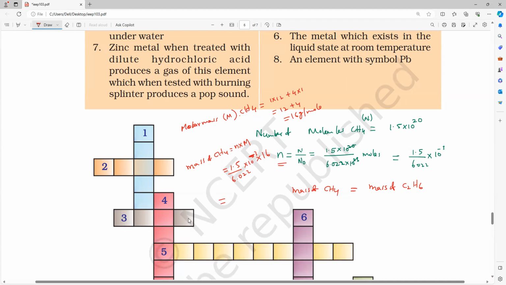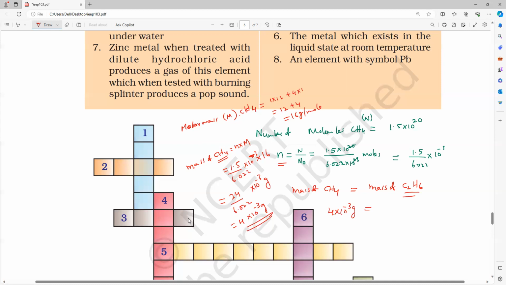So 1.5 into 16, how much? 10 power minus 3, you keep like this only. 10 power minus 3 grams. 1.5 into 16, multiply, everybody. How much? 24. Divided by 6.022. Approximately, you will get 4 into 10 power minus 3 grams. That is the mass of CH4. Any problem, everybody? So the mass of CH4 is 4 into 10 power minus 3 grams.